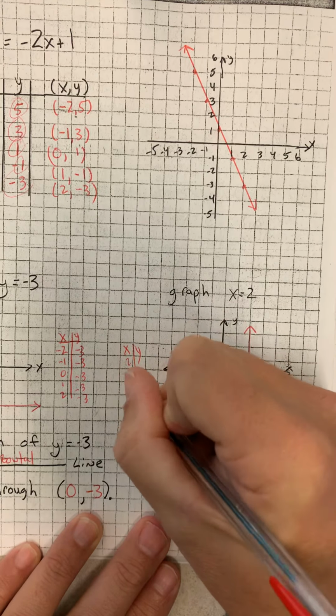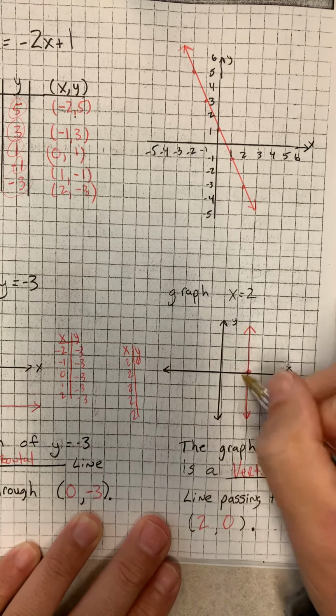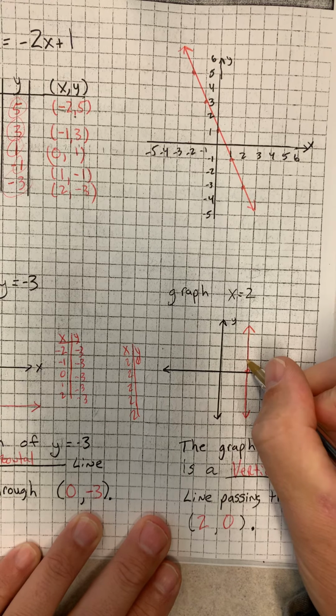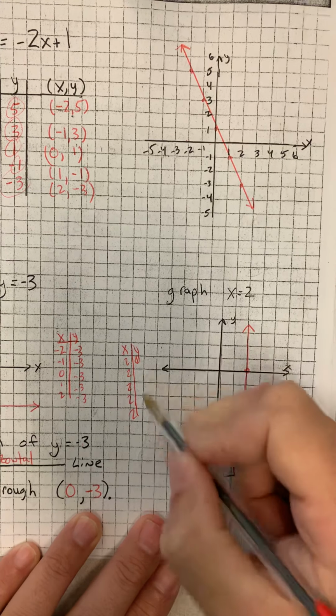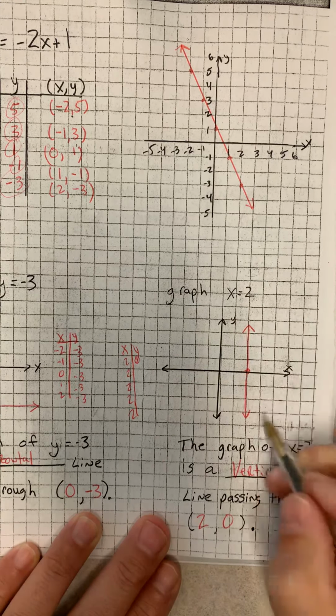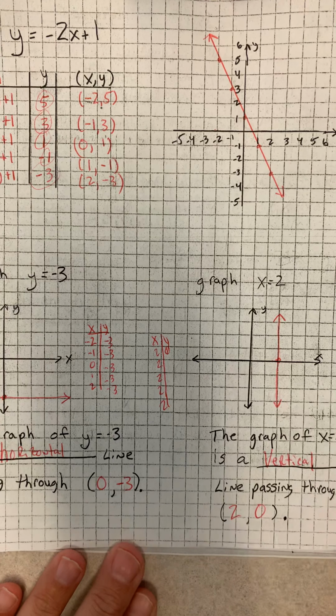This is the point 2, 0. This would be the point 2, 1. This would be 2, 2, 2, 3, 2, 4. This would be 2, negative 1, 2, negative 2, 2, negative 3. Your y is going to change, but your x is always going to be the same, and that makes a vertical line. We are definitely going to dive into more of this as we go on, but this is a good start.